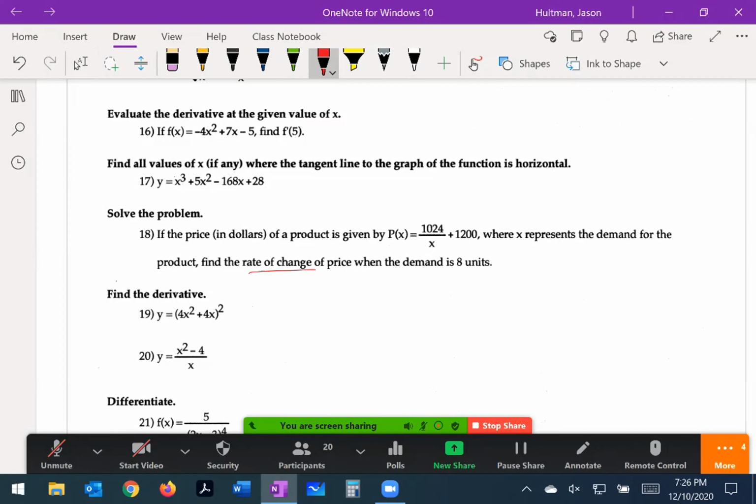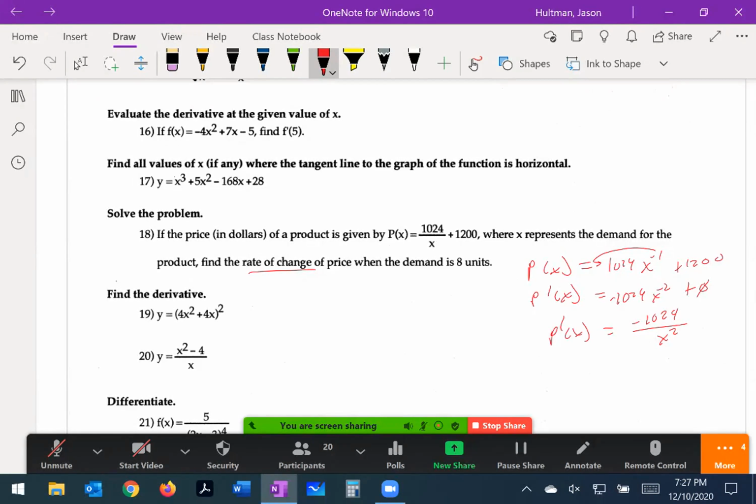Okay, so P prime of X is equal to, this is going to be like 1024 X to the negative first plus 1200. I'll just write the original like this. And then P prime of X is equal to 1024, bring this negative 1 down and then subtract 1. I would get negative 1024 X to the negative 2 plus 0. So this is really negative 1024 over X squared, okay, is P prime of X.